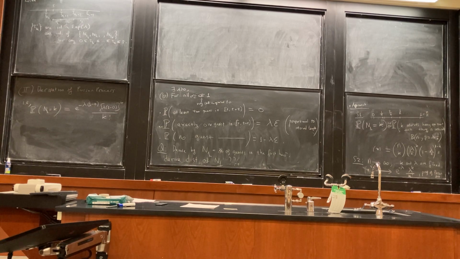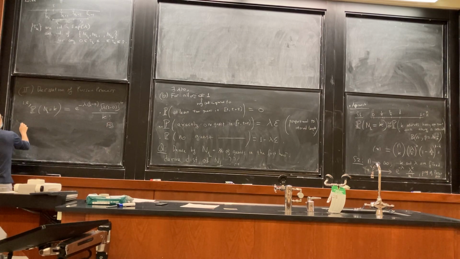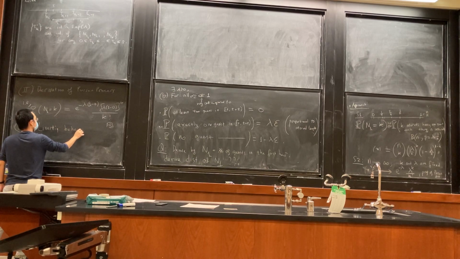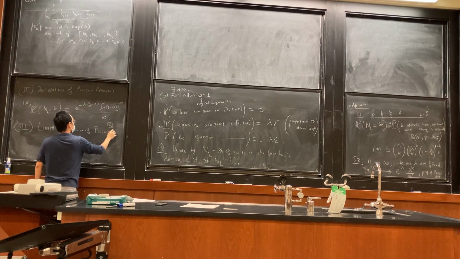Later on in chapter 3, you will see a more generalized version of the Poisson process. But now, the last piece in this portion is about the small result, the limiting behavior of the Poisson process.